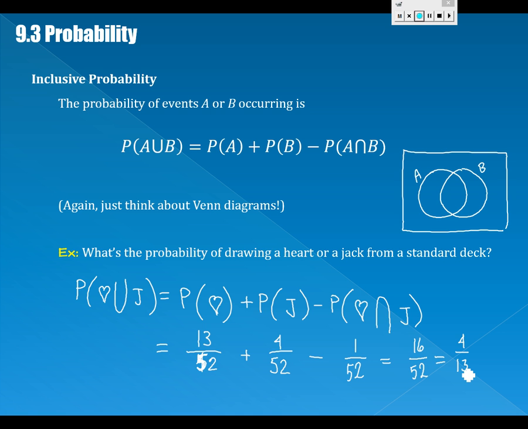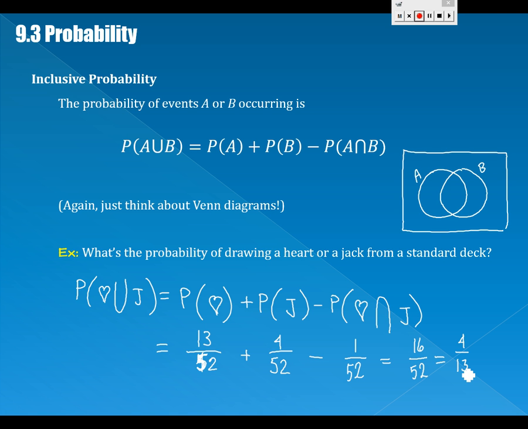Let me ask you maybe two follow-up questions that I think are interesting in light of this formula and in light of this situation where we have an or and some overlap. First of all, is it possible to have the formula just be the probability of A plus the probability of B? Does that ever work? And in what situation might that work? Where we can just sum the probabilities of A and B?